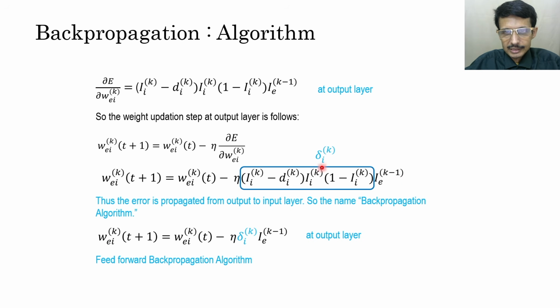Now for simplicity, we let this delta ik be this part within this rectangular box, so that it becomes the weight plus 1 at the output layer. So this is the feed forward backpropagation algorithm, backpropagation for the feed forward network.